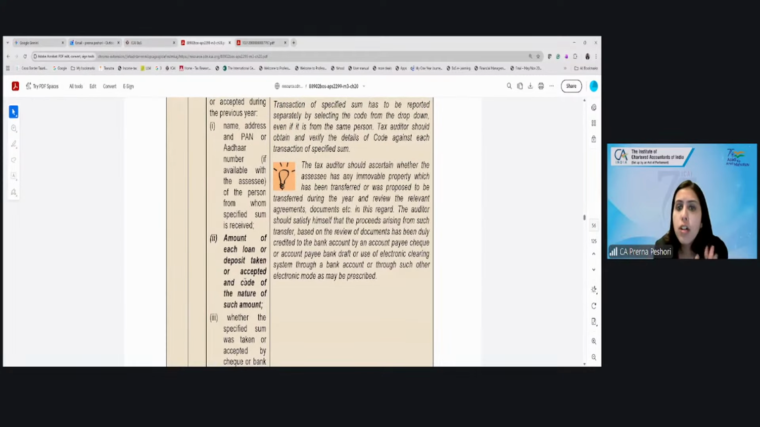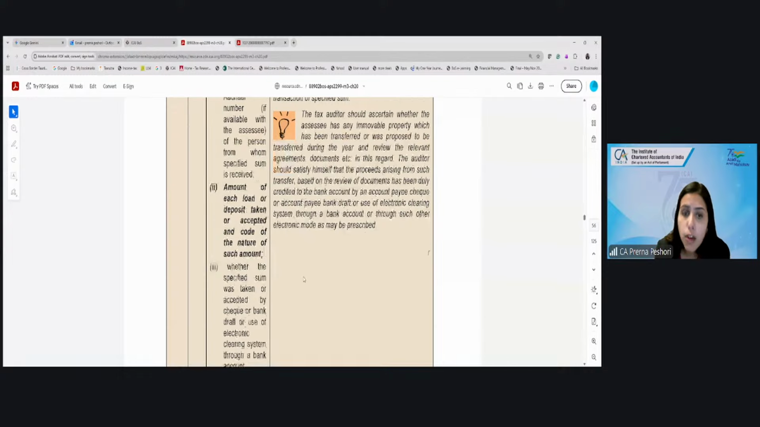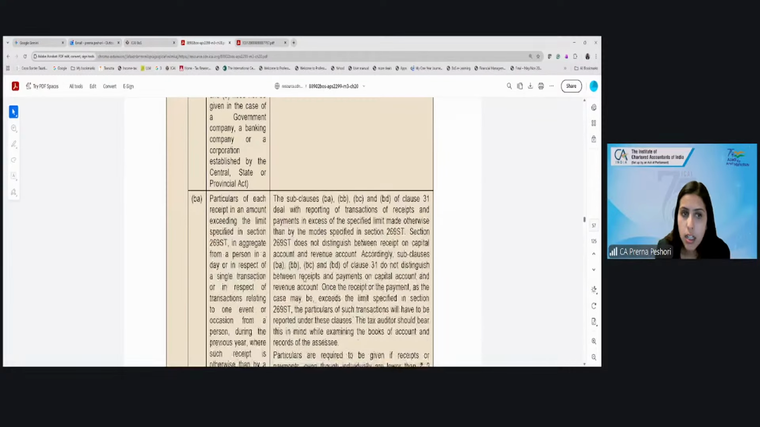Okay, so here the auditor has to ascertain whether the assessee has any immovable property which has been sold or transferred during the year, or which is proposed to be transferred, and for which he has taken some advance. Even advances will be reported over here. And how the proceeds from such transfer have been received, whether by account payee cheque, account payee draft, ECS or bank draft.